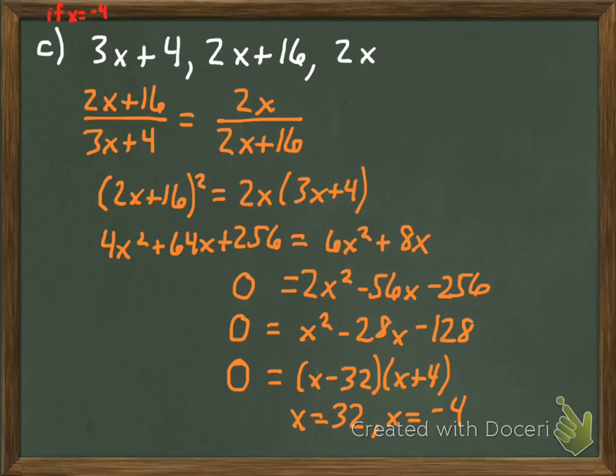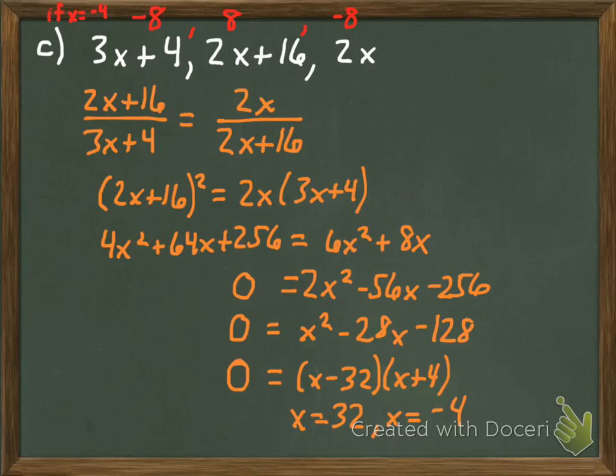All right, so if x is equal to negative 4, then you're going to have negative 12 plus 4, or negative 8 for the first term. Then you'd have negative 8 plus 16, or positive 8 for the second term. And you'd have 2 times negative 4, so negative 8 for the third term. So that would be a geometric sequence in which the common ratio is negative 1.